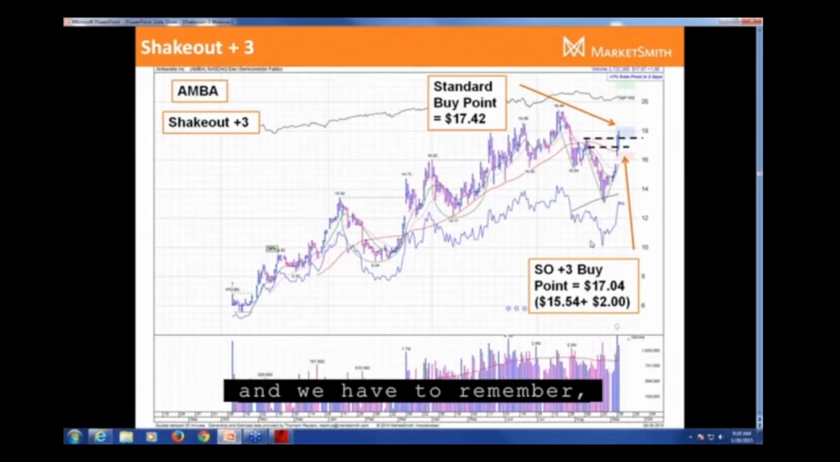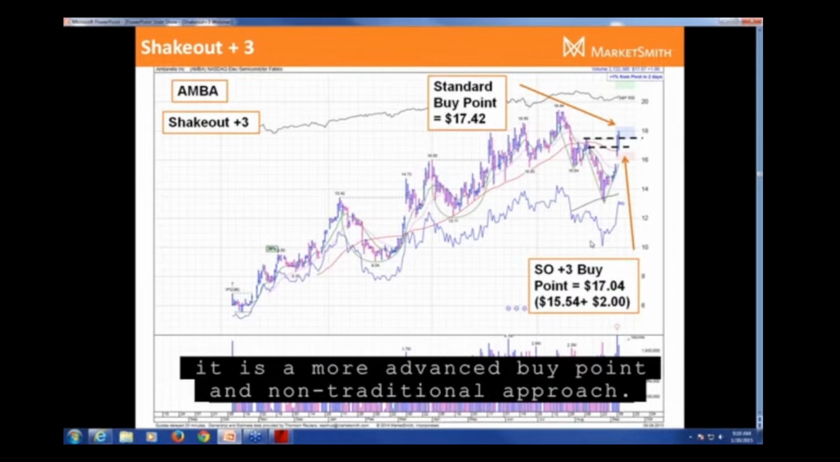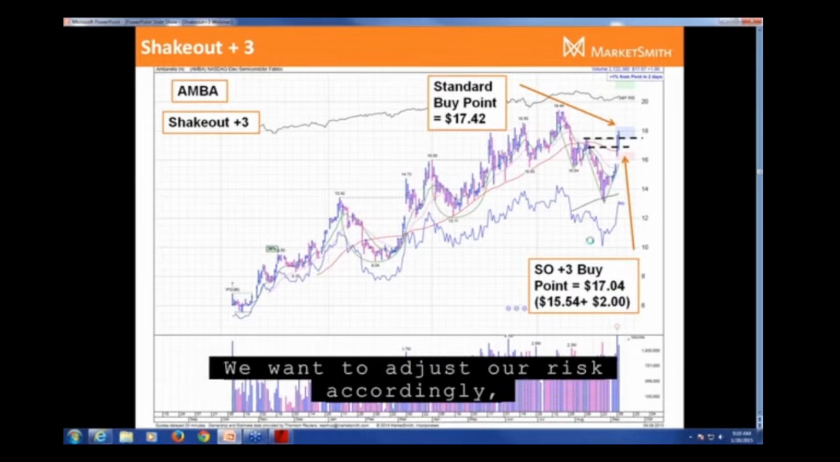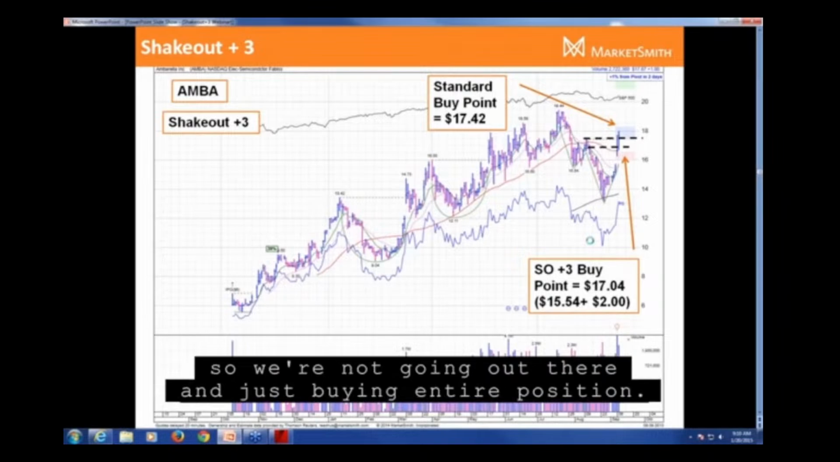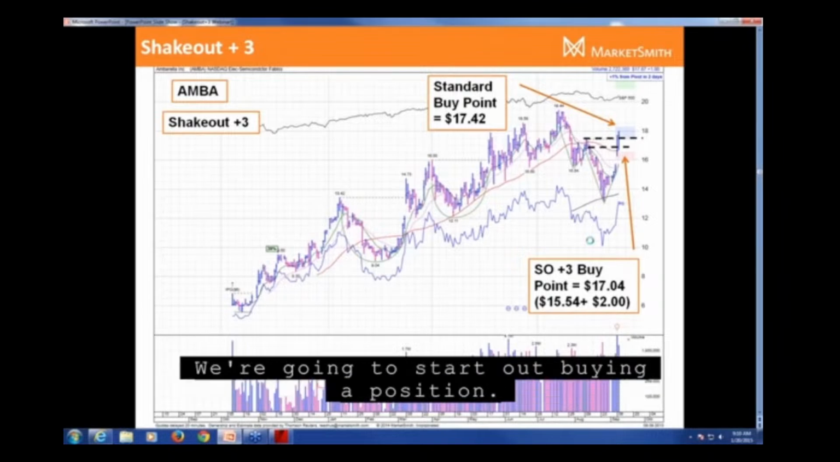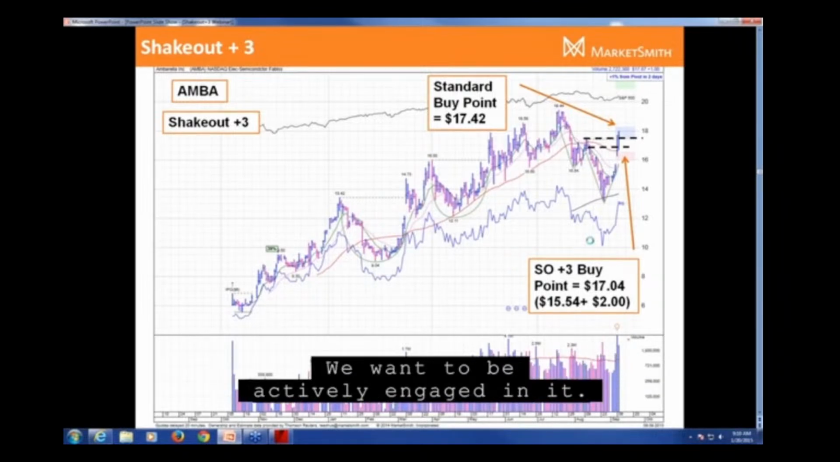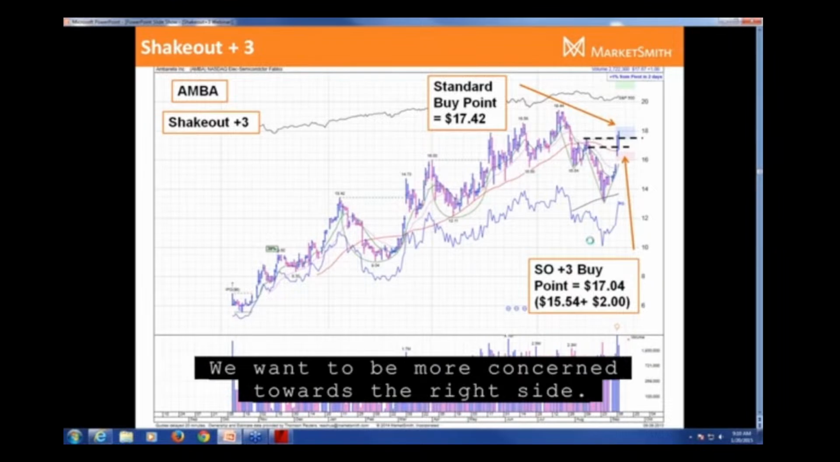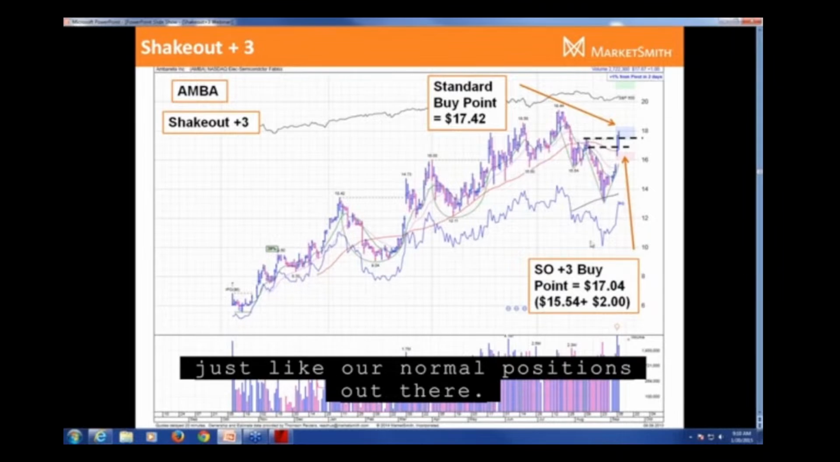And we have to remember, since this is the Shakeout plus 3, it is a more advanced buy point, a non-traditional approach, we want to adjust our risk accordingly. So we're not going out there and just buying an entire position. We're going to start out buying a position. We want to be actively engaged in it. We want to be more concerned towards the right side. If it does go higher, we can continue to add, just like our normal positions out there.